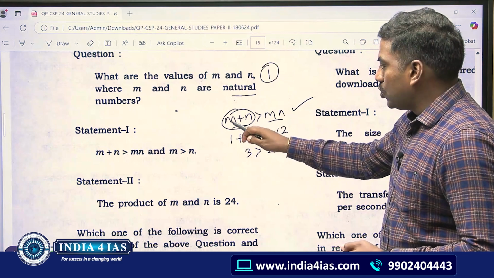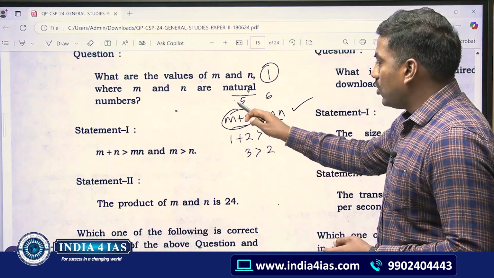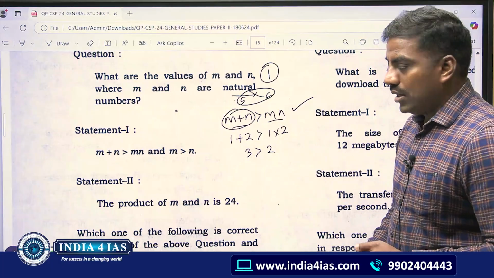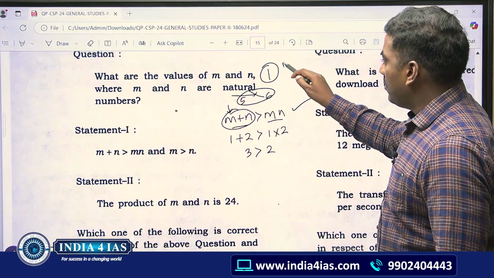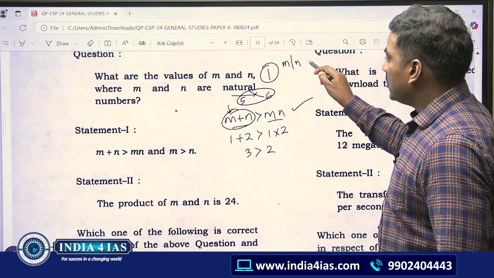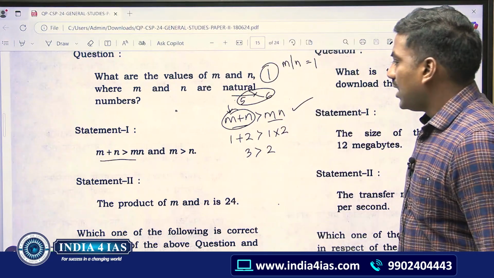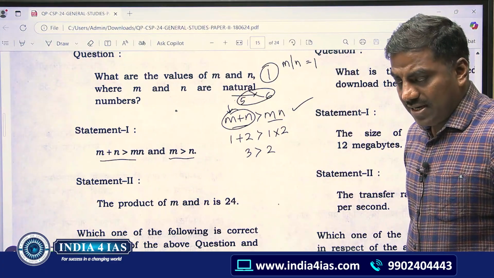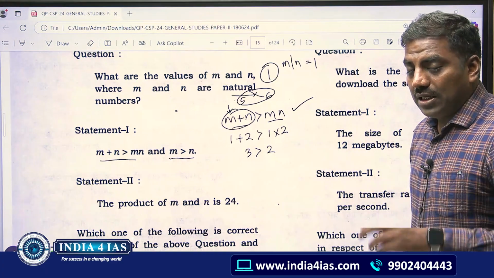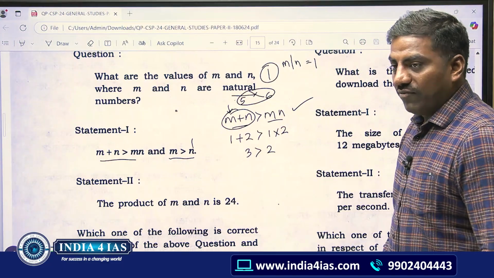For example, this is 2, this is 3. 2 plus 3 is 5. 2 into 3 is 6. We will not hit that condition at all. So here one of the numbers has to be 1. So m or n should be equal to 1. This is the conclusion from this. And m is greater than n. If m is greater than n, the lowest natural number is 1, so n has to be 1.